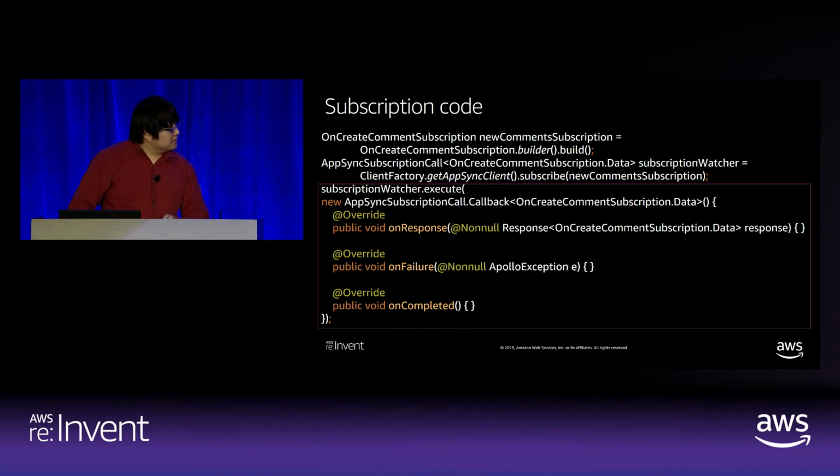events start coming through. You'll see that on response is the same as before, but one thing different is that you'll be getting multiple responses. As new comments are being created, this will be fired multiple times. And then if there's any failures, you'll be notified on failure. And then once you want to stop listening, for example, the user has navigated away from the view, you can say cancel, and the onComplete will be called.